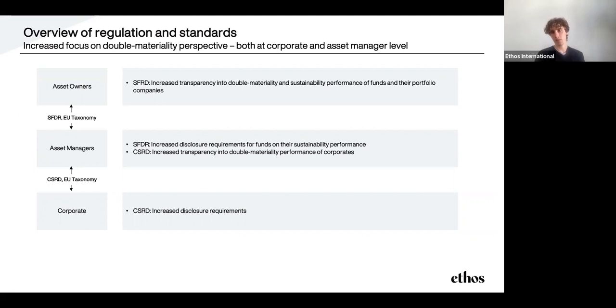So you have corporates at the bottom, CSRD, and other assets. They have to report principal adverse impact indicators, other sustainability indicators, so that the asset managers can fulfill these increased disclosure requirements for funds on their sustainability performance, whether it be positive or negative sustainability performance. So the double materiality again, both positive and negative, both inside out and outside in. SFDR, for asset owners, they will also have to publish annual impact reports depending on the assets that they have under management.